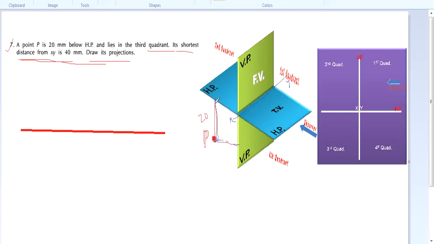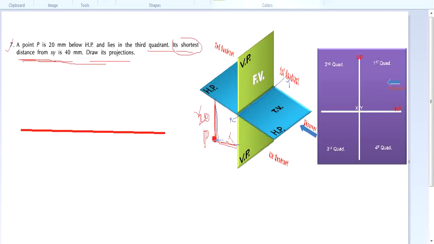In this case, the 20 mm distance is given, but the other distance is not given. So what is the meaning of 20? It is below the HP. The point P is 20 mm below the HP and behind the VP. The distance behind the VP is not given, but there is a clue in this question. See here, its shortest distance from XY is 40 mm.